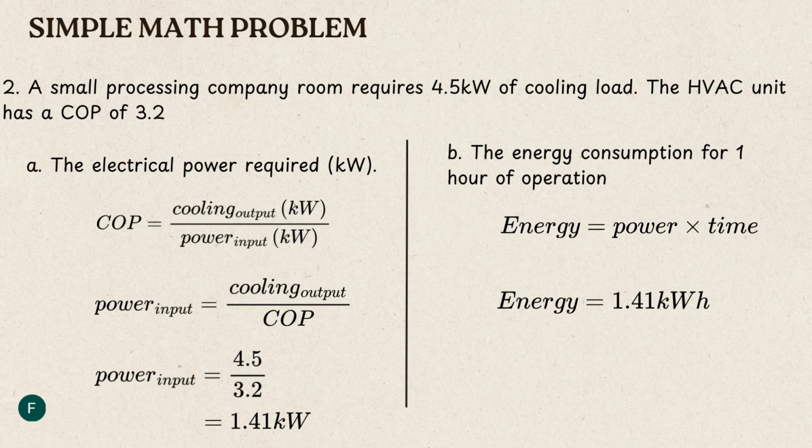For part B, energy consumption for 1 hour. We want to find the energy consumption for 1 hour of operation. We already found in part A that the system uses 1.41 kilowatt of electrical power. Energy is calculated with a simple formula: energy equals power multiplied by time. Since the power is 1.41 kilowatt and the time is 1 hour, we multiply 1.41 kilowatt times 1 hour, and the final answer is 1.41 kilowatt hour.